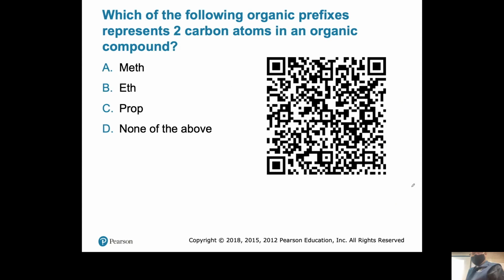All right. So this is your last question for today, and I'm going to go ahead and end it on this question. We'll start talking real deep about compounds and stuff next time we come in, which is on Wednesday. Which of the following organic prefixes represents two carbon atoms in an organic compound? Hopefully that comes up with the right answer.